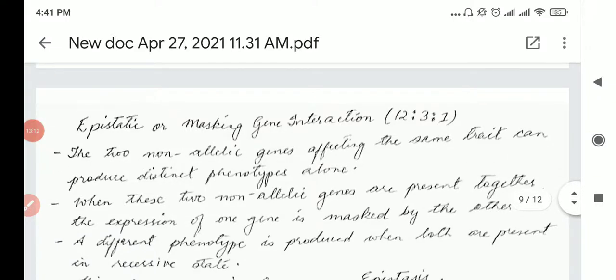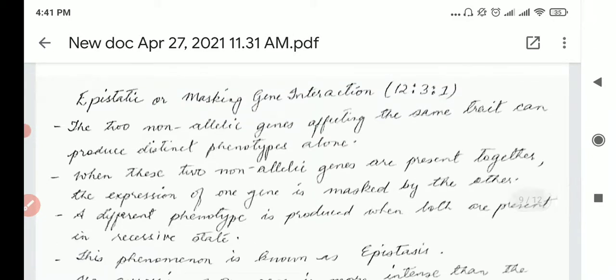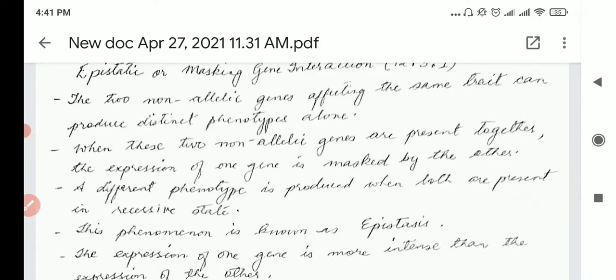Now there is another one known as epistatic or masking gene interaction. The ratio is 12:3:1. These two non-allelic genes affect the same trait and produce different external characters, different phenotypes. When these two non-allelic genes are present together, the expression of one gene is masked by the other. In the others we did, when both are present, something is happening, no? But here, when both are present, one gets masked.